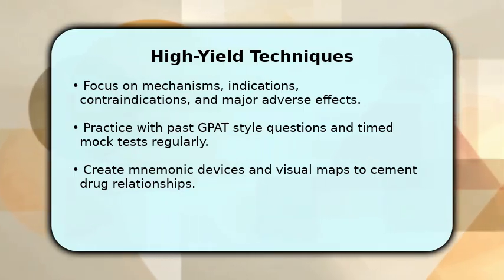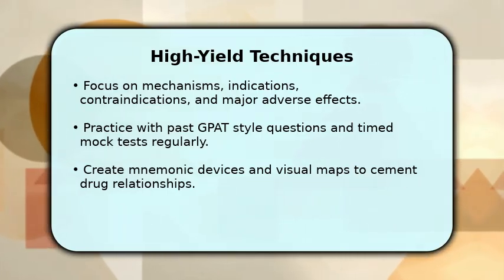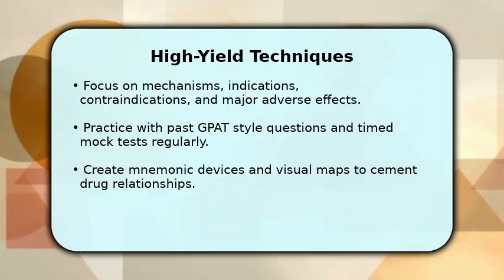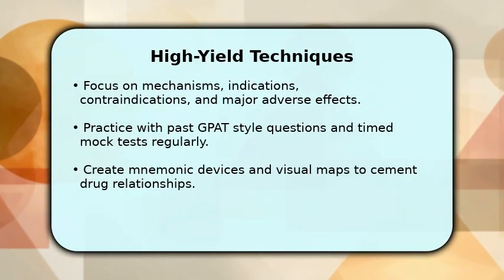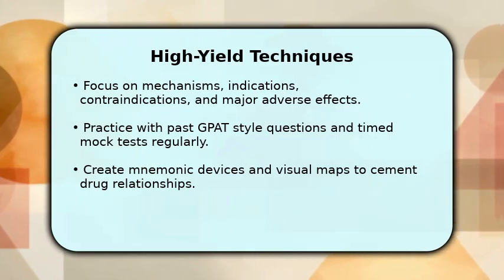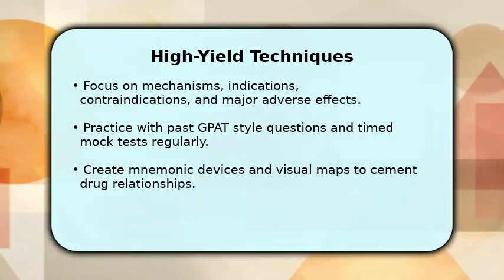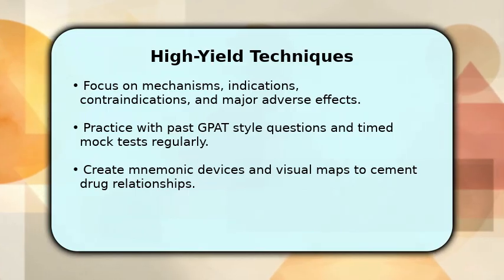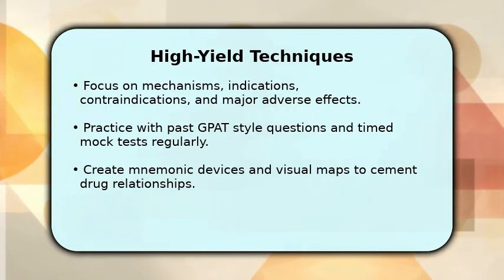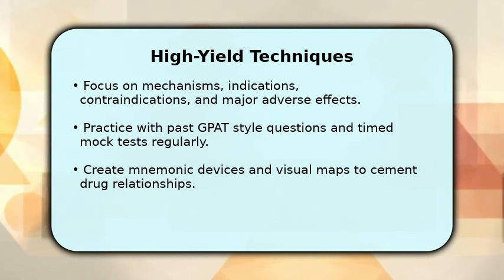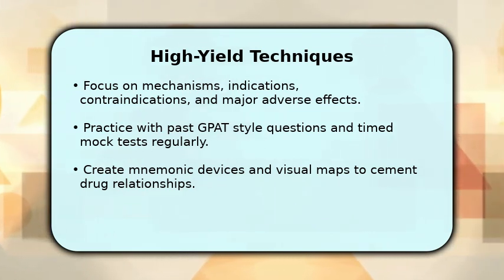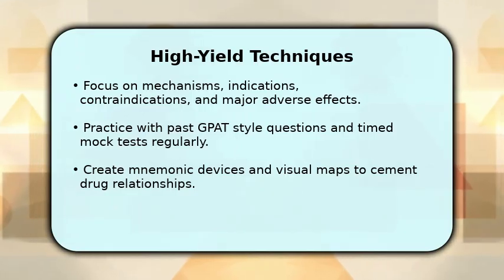Prioritize mechanisms, indications, contraindications, and key adverse effects for each drug class. Build mnemonic devices and visual maps to connect related agents and pathways. Regularly practice past GPAT-style questions under timed conditions to improve recall under pressure. Review wrong answers immediately and convert mistakes into concise flashcards you will revisit with spaced repetition to ensure lasting understanding.